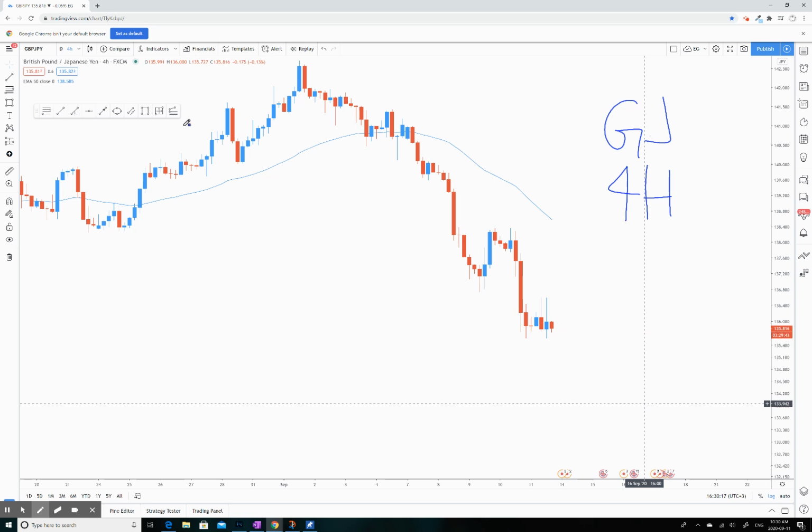You can see that obviously we've been in a bearish trend here on GJ. And this level here, this is the 50 EMA, sorry. That's what this EMA is. So essentially what I'm doing is just confirming my trend with this. I can see, yes, we've broken through and we're in a bearish trend.